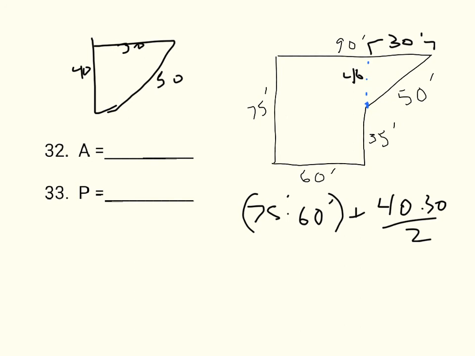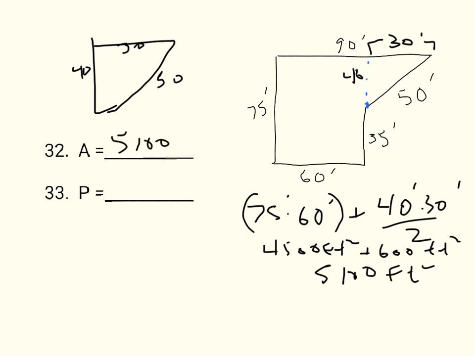75 feet times 60 feet is 4,500 square feet. And 40 times 30 is 1,200, divided by 2 is 600. And that's 40 feet times 30 feet, so that makes it square feet, as it should. And the total of 4,500 and 600 is 5,100. And it would be square feet. So the area is 5,100 square feet.